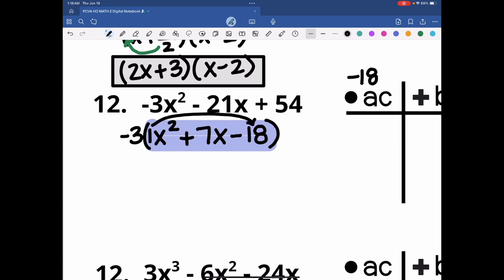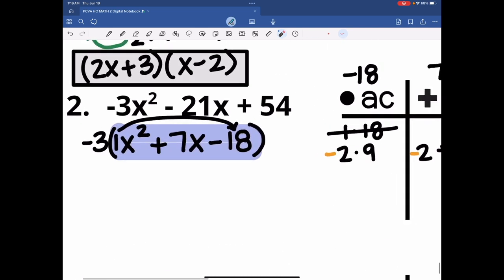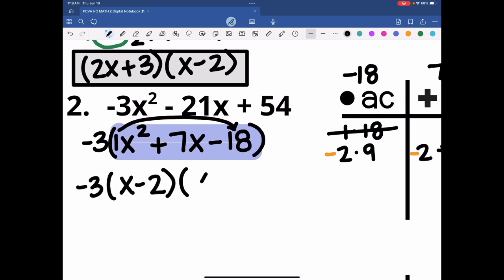So we're looking at multiples of negative 18 that add to give me 7. So again, 1 and 18, there's no way to get 7 from that. So then we have 2 and 9. So 2 and 9 are 7 apart. And we want a positive 7, so we're just going to make the 2 negative. Now again, remember, you can make one of the numbers negative, or you can make both of them negative depending on what you need as your numbers. So we're going to write those back in. So we're going to say negative 3, I have x minus 2, and then x plus 9.